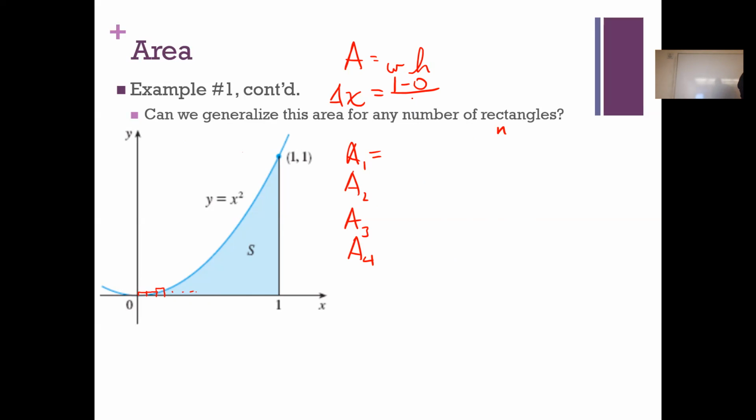N, right? I am not telling you what N is, we're trying to generalize it, but we can say the width for any one of these rectangles is 1 over N. So I can apply that to all of the rectangles I'm about to deal with. They're all going to have a width of 1 over N. How about the height? Is that going to stay constant from rectangle to rectangle? No, it's not.